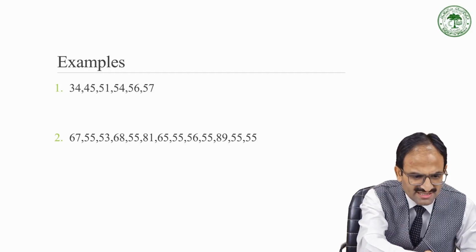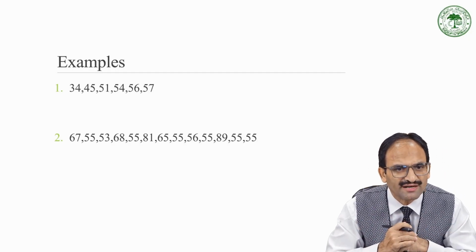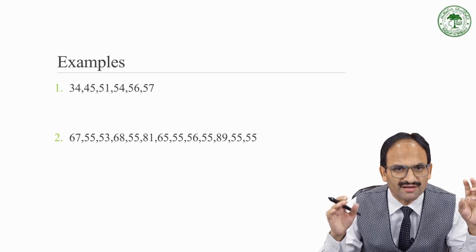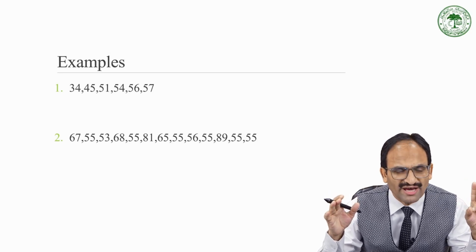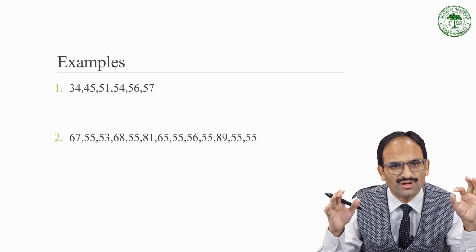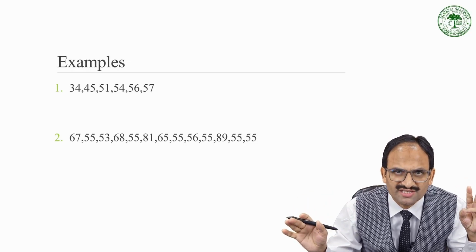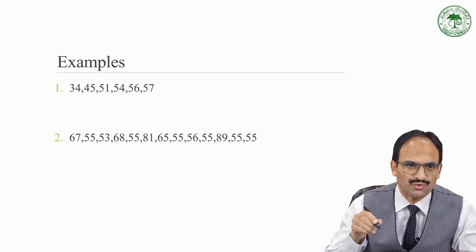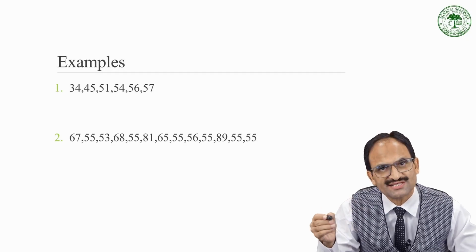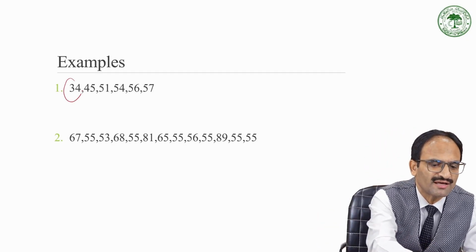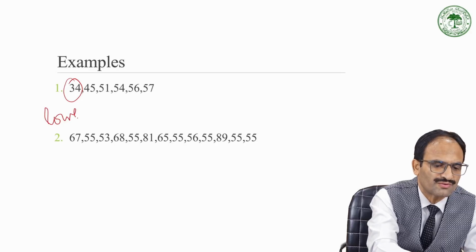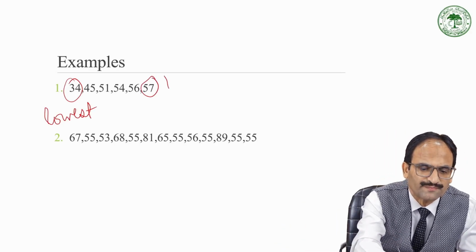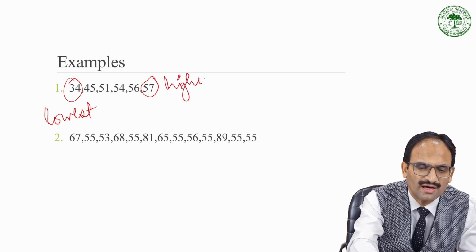So, this is a data set. You see how many numbers are there? 6 numbers are there. The lowest one, as you can see on the screen, is 34, then 45, then 51, then 54, then 56 and finally 57. So, see which one is the lowest score and which one is the highest score. The lowest score in this data is 34. And which score is the highest score? Definitely it is 57.